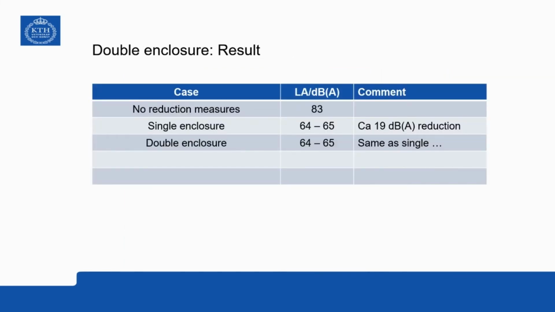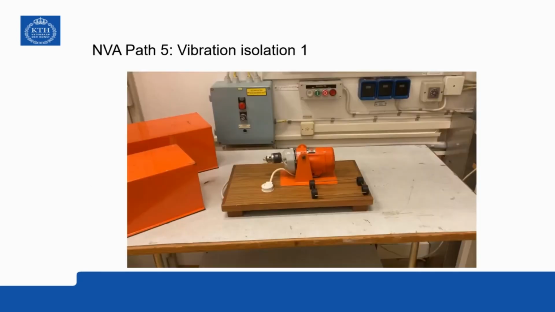So no change, pretty much the same. So a second enclosure did not change the sound pressure level at the observation point at all. So obviously we have reached the end of the encapsulation efficiency. So then we should try the next option we have.